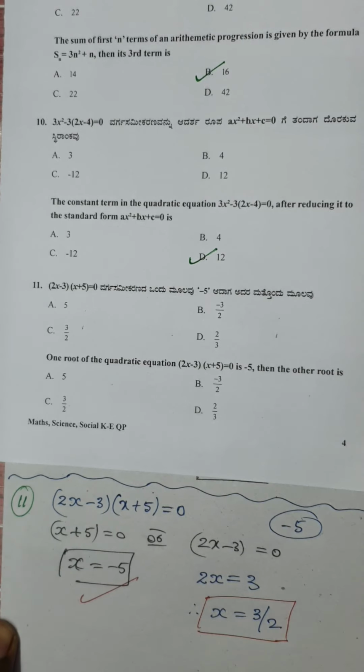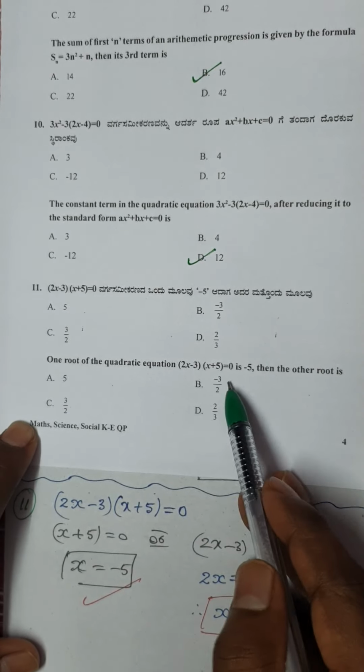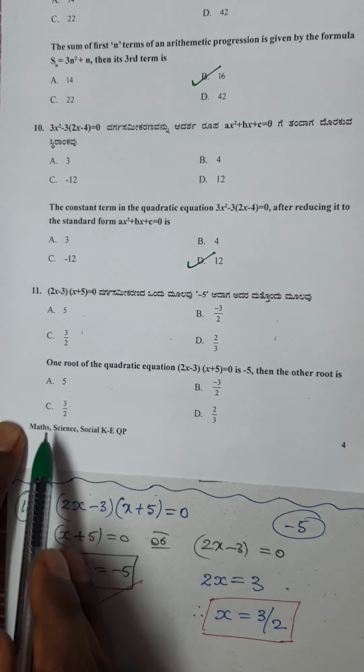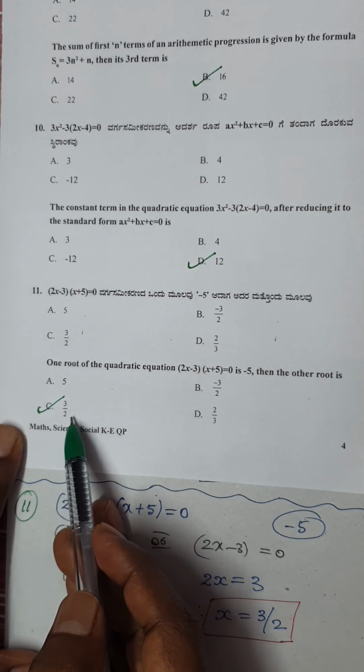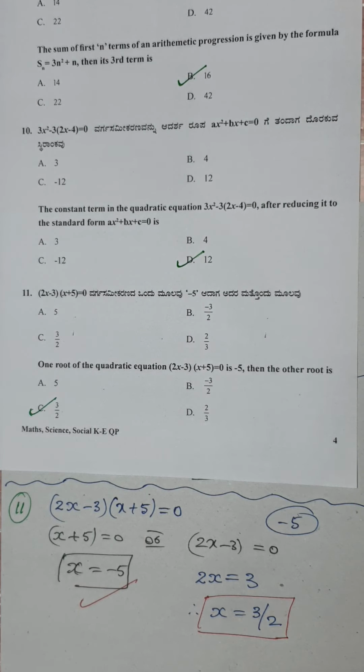So check for the option. You have option A, which is 5. It's not a correct answer. Option B, minus 3 by 2. Please be careful, dear students. This is also not the right answer. Option C is the right answer, which you have 3 by 2 as the correct answer. Okay, so we have concluded question number 11.